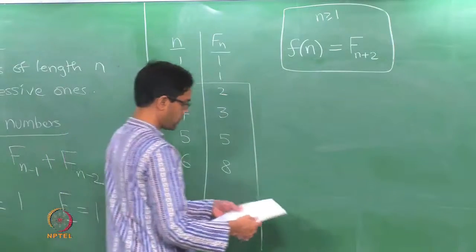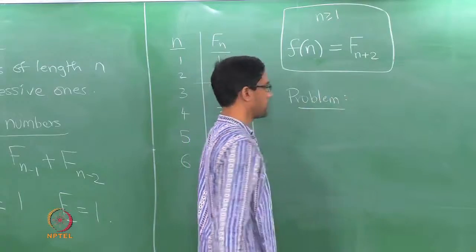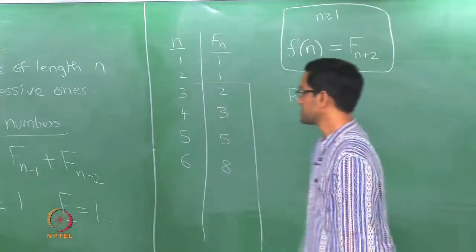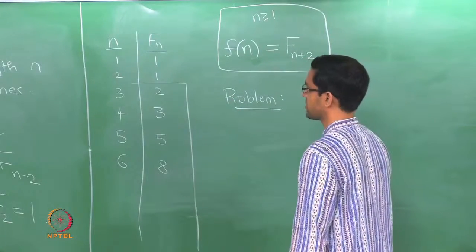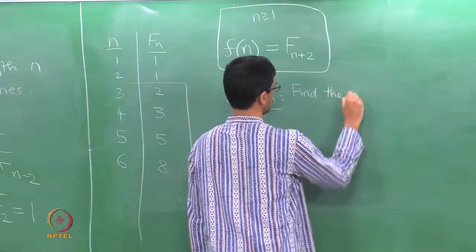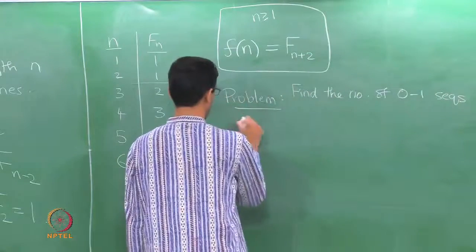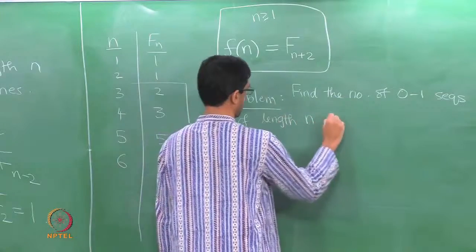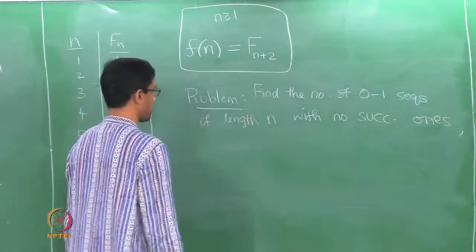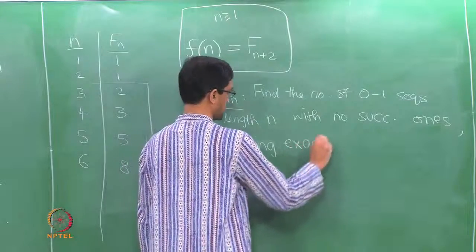Now here's another interesting problem, going back to our combinations with restrictions. Let's count in a somewhat finer way. Let's not just look for the number of 0 1 sequences of length n with no successive ones; let's also impose a further condition. Find the number of 0 1 sequences of length n with no successive ones, so the same condition so far, but containing exactly k ones.